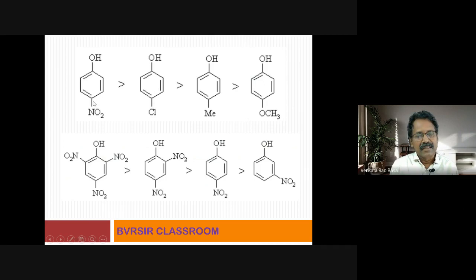Paranitrophenol is more acidic than parachlorophenol. Then a methyl group is there. This is para-hydroxytoluene, more acidic than the one with methoxy group present at the para position. Similarly, you compare this one. Here you have three nitro groups. All the three nitro groups are electron withdrawing. Therefore, more stability is assigned to this phenoxide. That's why this is the most acidic.